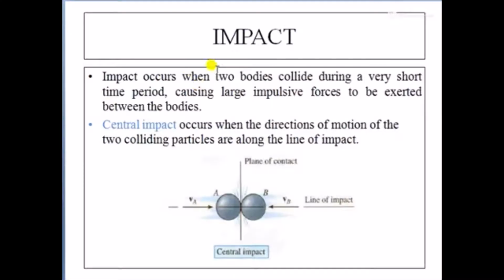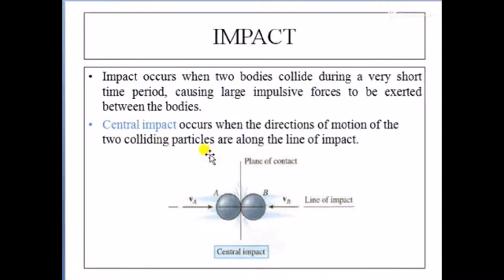Let us start from impact. What is impact? Impact is when two bodies collide or dash during a very short period. This causes large impulsive forces to be exerted between the bodies. Now, if the bodies collide along the same central path, that is called the central impact.